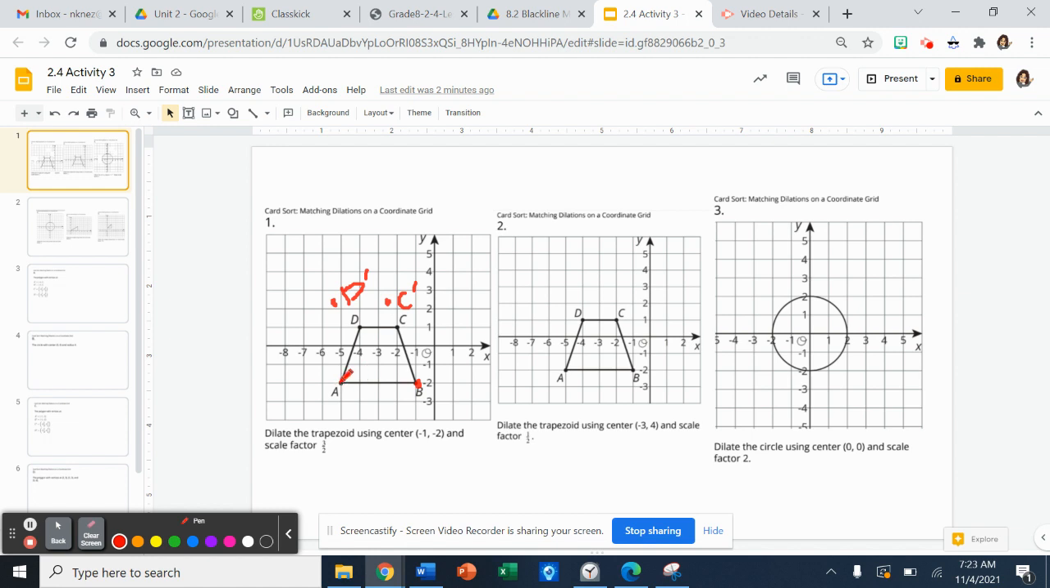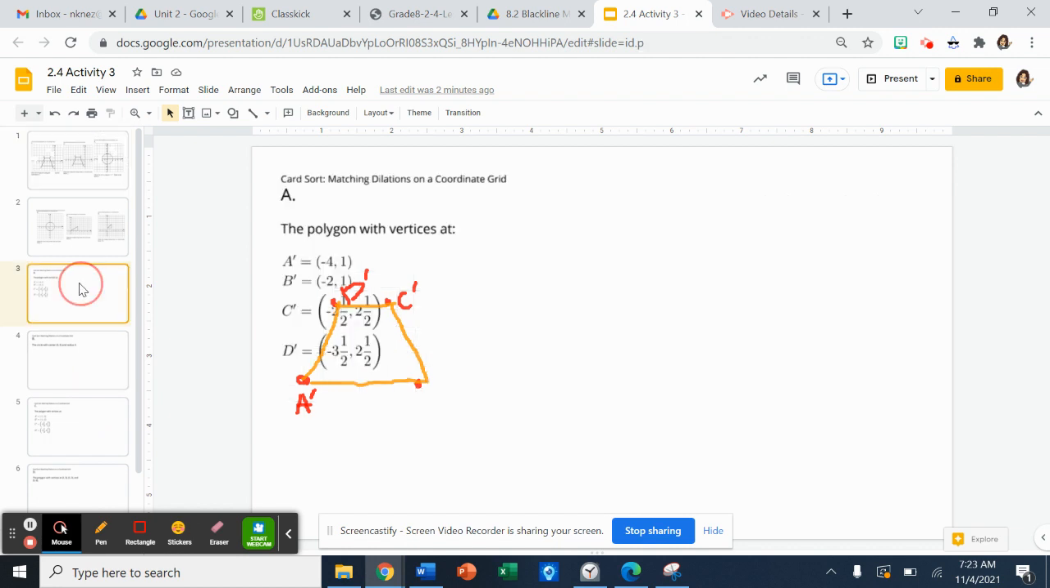And then A was 4 units away from B, and so A prime is going to be 6 units away from B. And so I end up with a trapezoid that looks something like this, what you see in the red. I'll outline it in orange so that we can see more clearly how the trapezoid would be shaped. Not perfect, but you get the picture. And then I'm going to look for a card that matches this trapezoid.